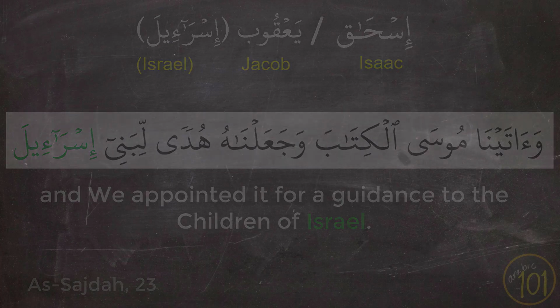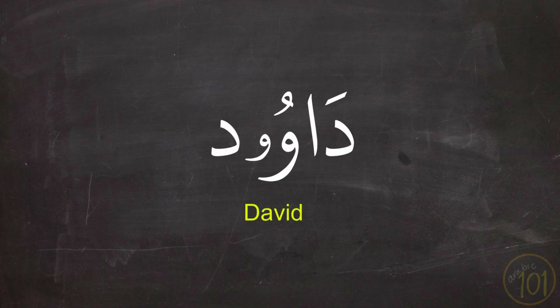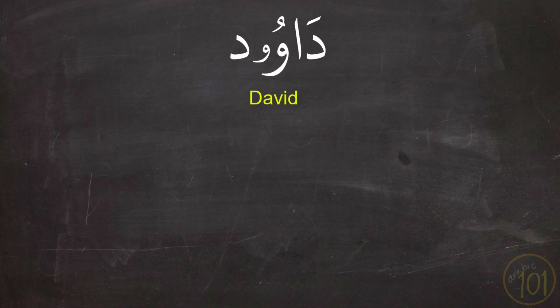إِسْرَائِيلَ. Next is Dawood, and Dawood in English is David, and we see it used in this example.